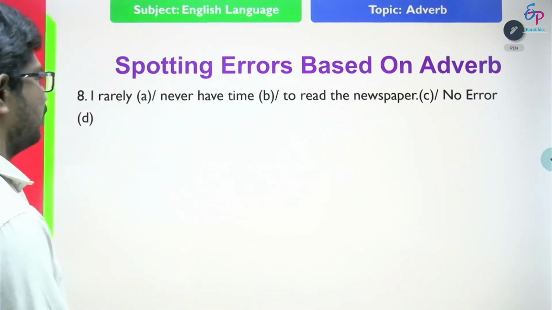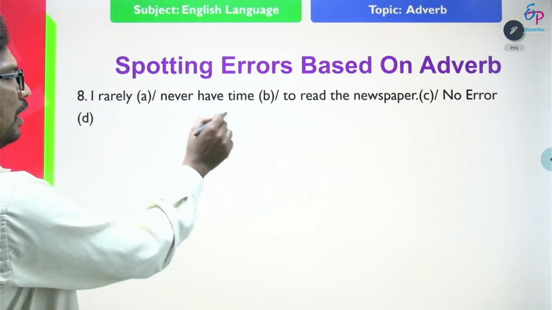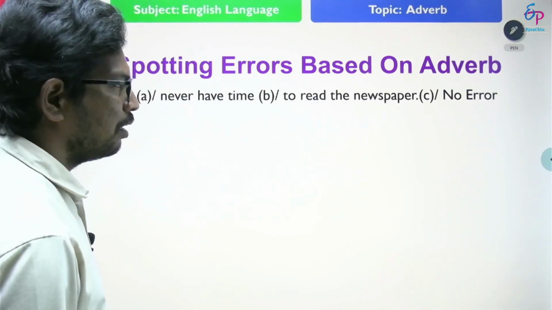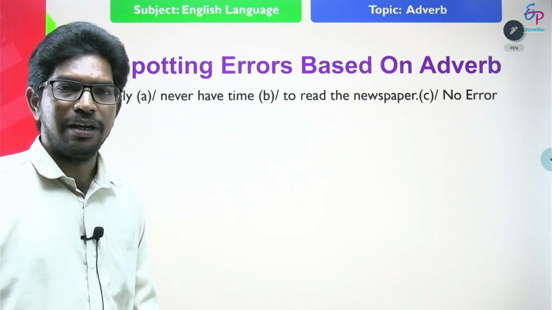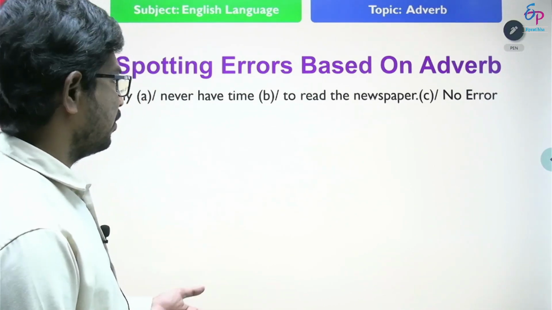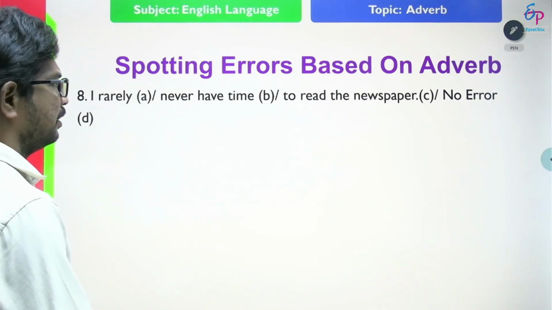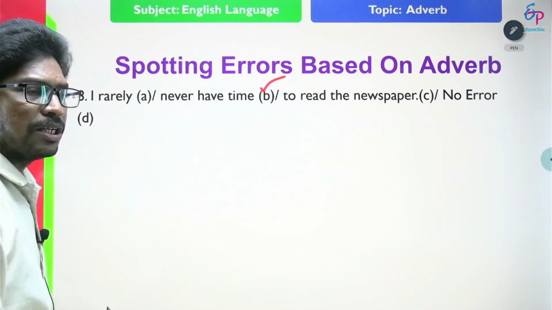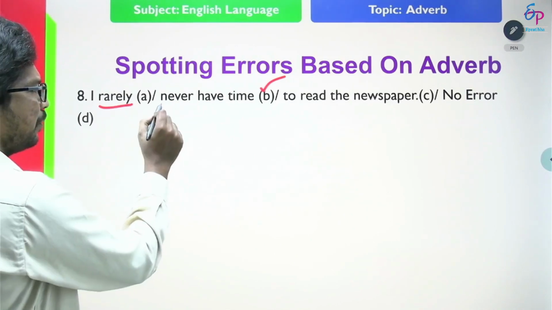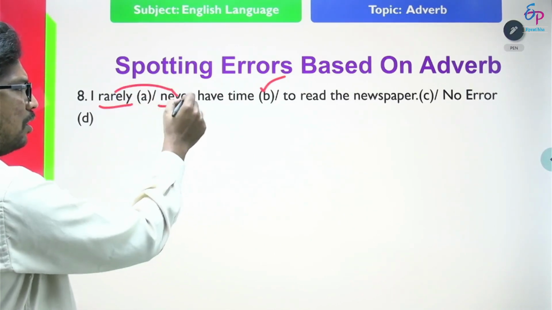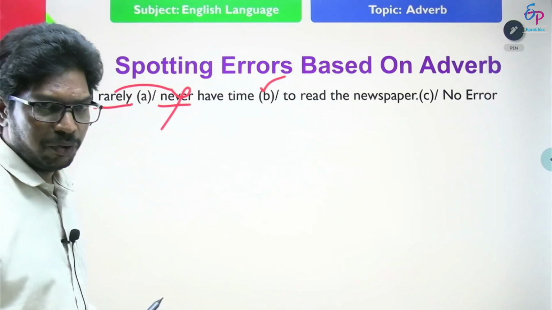So see the next statement and find out the error. I rarely never have time to read the newspaper. In this statement, we find error at B because already rarely is a negative word. Two double negative words are not used together. So we have to remove never.